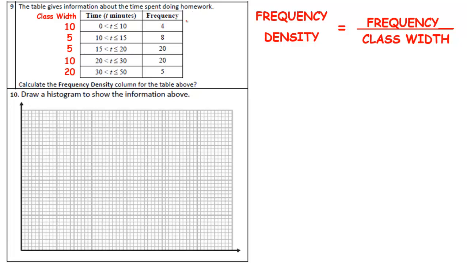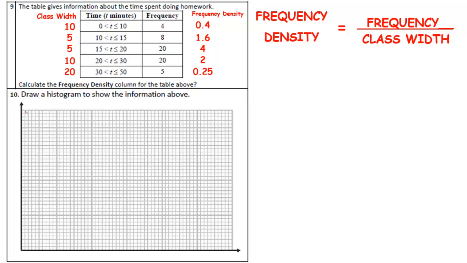The frequency density, remember, is frequency divided by class width. So 4 divided by 10 is 0.4. 8 divided by 5 is 1.6. 20 divided by 5 is 4. 20 divided by 10 is 2. And 5 divided by 20 is 0.25. Now you can use your calculator to do all of this, but make sure you do it in the right order. Frequency divided by class width.